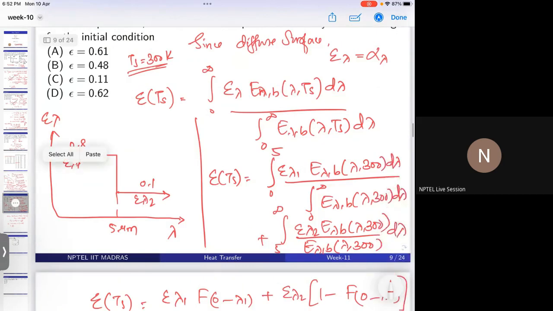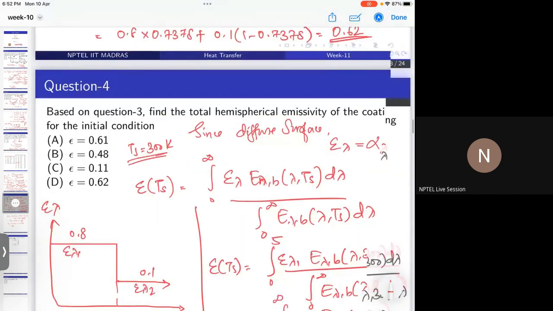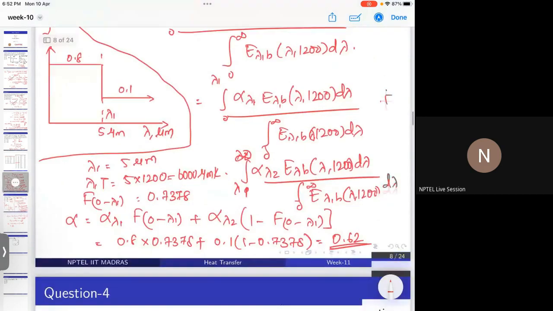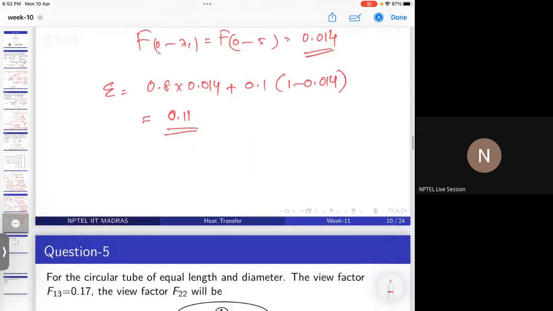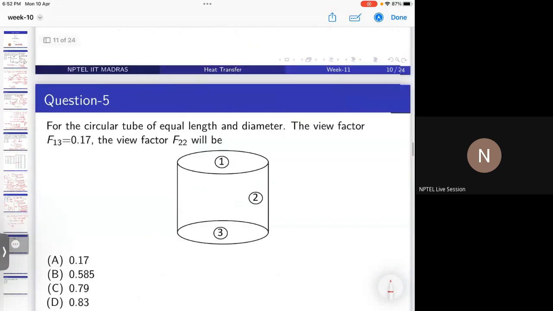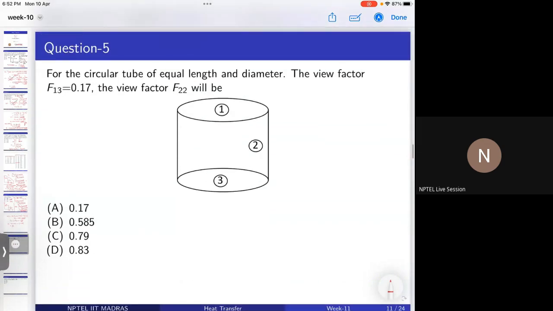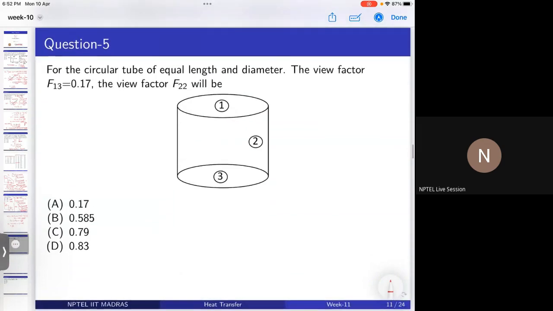How can we say that? Because at the final state this Ts will be Tf. So whatever black body radiation function we are calculating here, it is similar to here, so both values will come out to be the same. Okay. So that can be another type of question: at steady state, what will be the emissivity value?